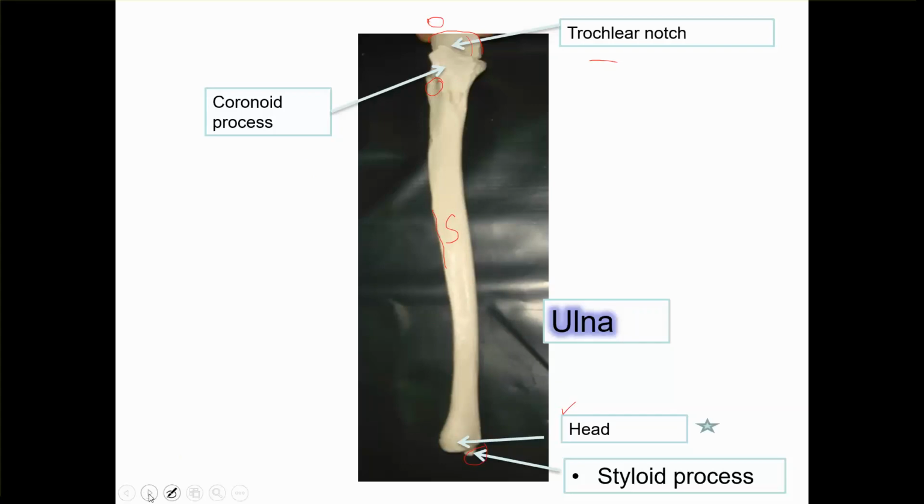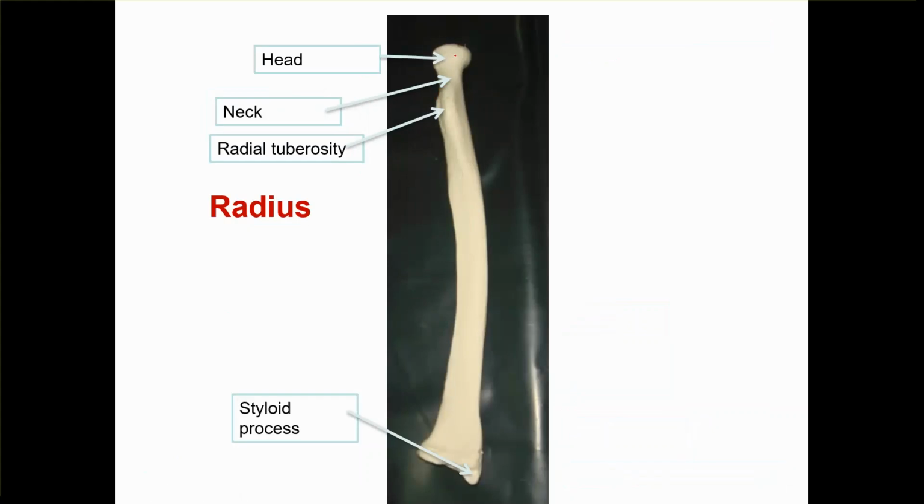So coming to the radius, again you can look for the head of the radius. Remember, the head of the radius is proximal, whereas the head of the ulna is distal. And this is the narrow part, called the neck of the radius. This is the radial tuberosity, and then this will be the radial styloid process, and the lower end of the radius is quite broad, okay, and this belongs to the left side.